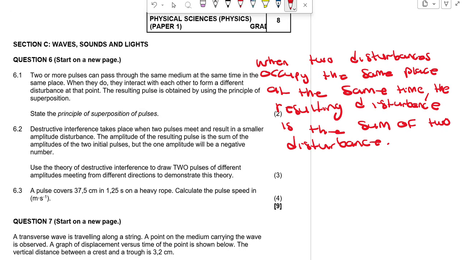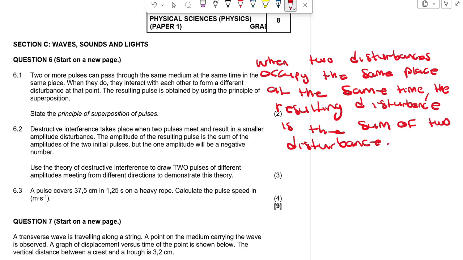Destructive interference takes place when two pulses meet and result in a smaller amplitude disturbance. The amplitude of the resulting pulse is the sum of the amplitudes of the two initial pulses, but one amplitude will be a negative number. Use the theory of destructive interference to draw pulses of different amplitudes moving from different directions to demonstrate this theory.